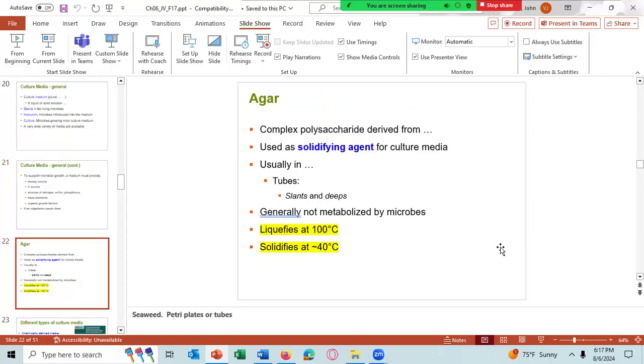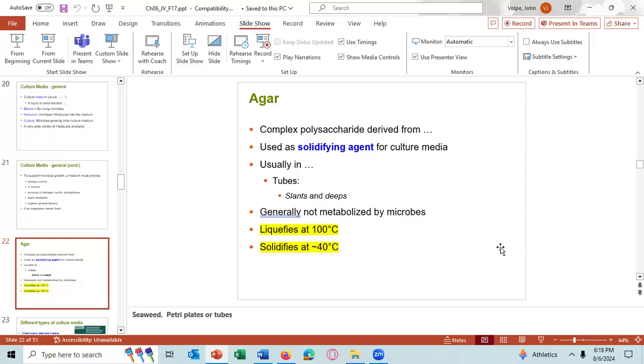Agar is something we add to solidify a liquid media to make a solid media. It is a complex polysaccharide derived from seaweed. We usually use agar when we're talking about Petri plates because a liquid in a Petri dish would be just too easy to spill out. So we usually use plates with agar in them, and then you're unlikely to spill the agar out.